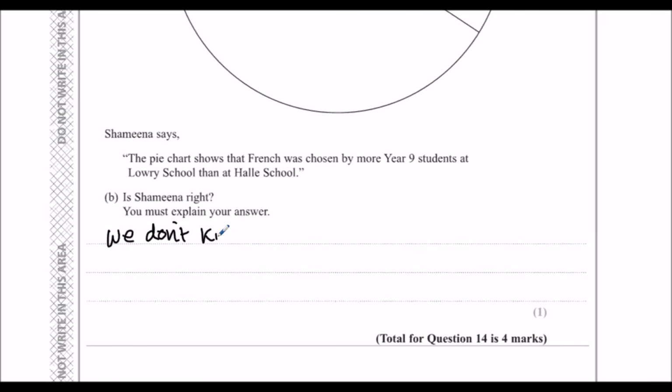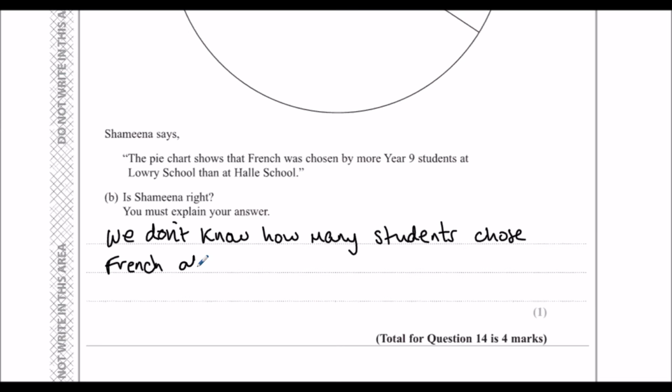We don't know how many students chose French at Lowry School. So yeah, we don't know, so she's wrong. She is wrong. There might be more, but there might be less.